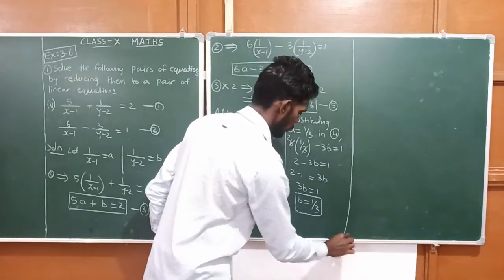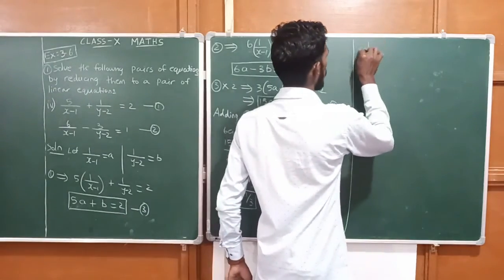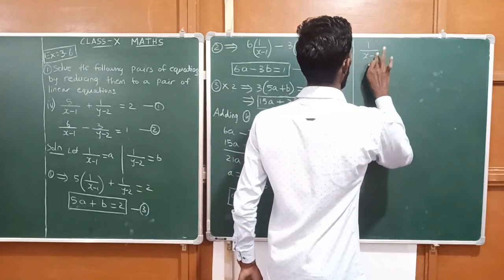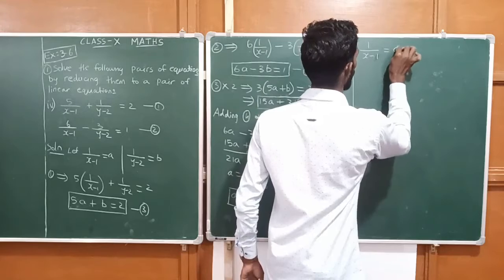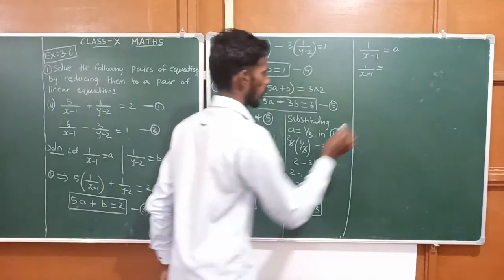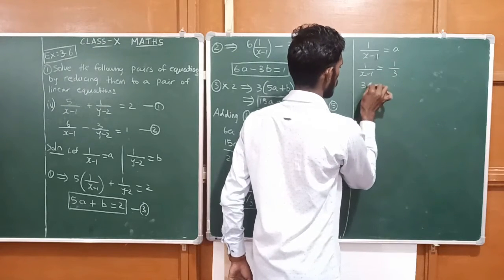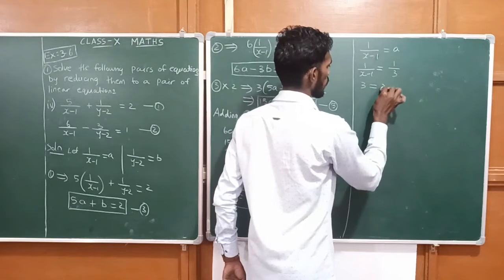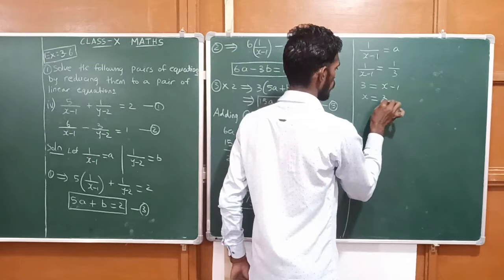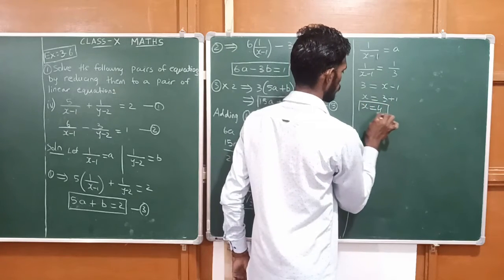Now we are going to substitute these two values in our assumptions. We have assumed 1 by x minus 1 is equal to A. So 1 by x minus 1 is equal to the A value, 1 by 3. Just cross multiply it, 1 into 3 is equal to 1 into x minus 1. So 3 is equal to x minus 1, x is equal to 3 plus 1. So the value of x is 4.